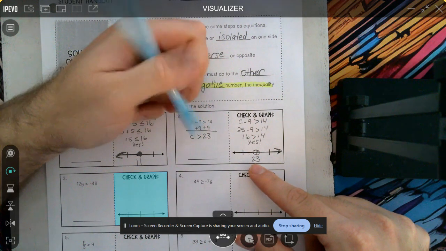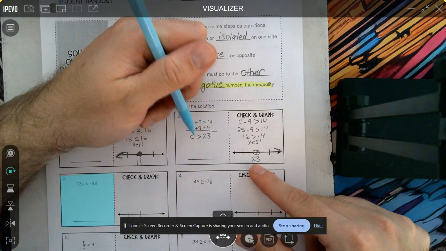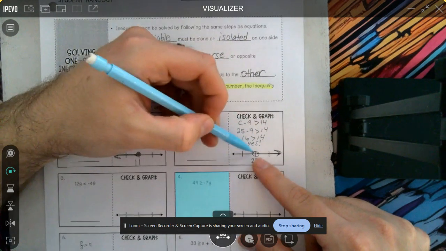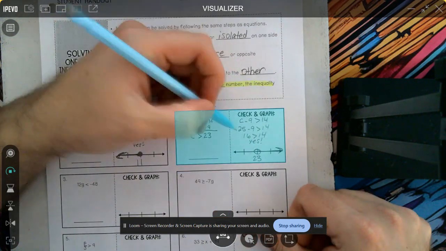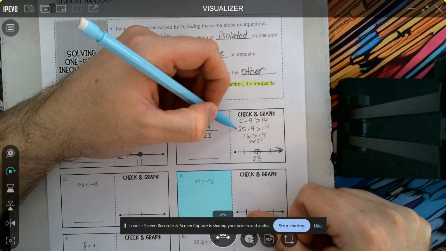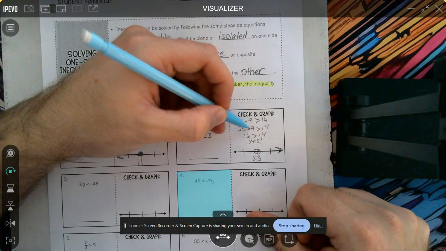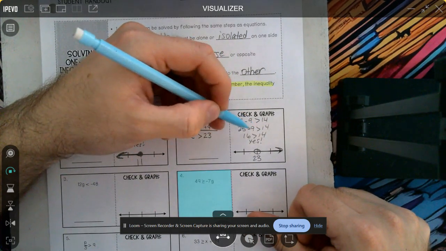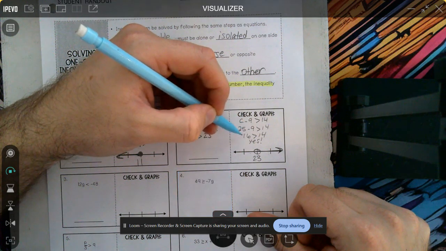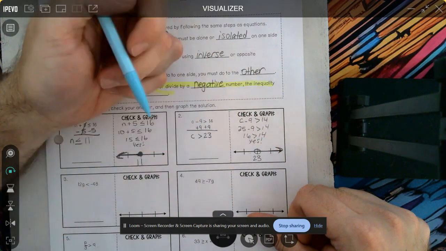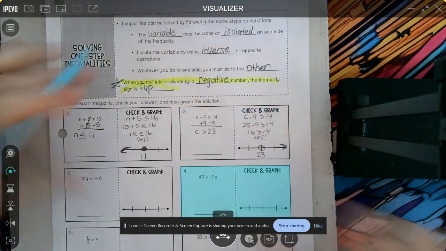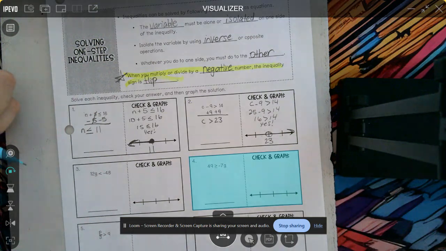And then now my variable is on the left, and my inequality is pointing to the right. So any value greater than 23 is a solution. Now to check my answer, I'm going to substitute a value that's greater than 23. So I picked 25. 25 minus 9 is greater than 14. 25 minus 9 is 16. Is 16 greater than 14? Yes, it is. So that means I know I graphed it right. Okay, good job. You try number 3.